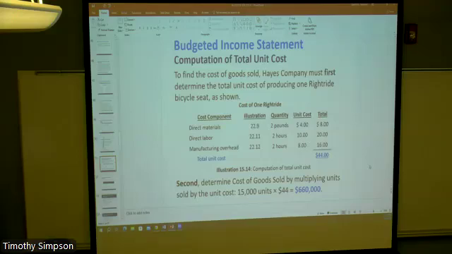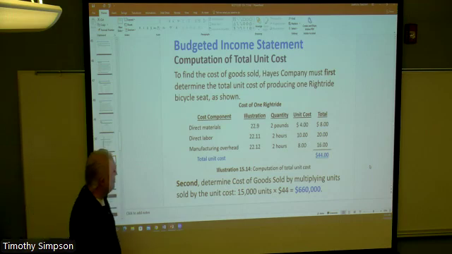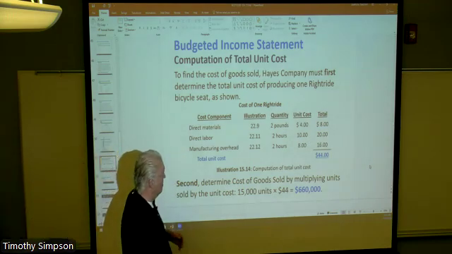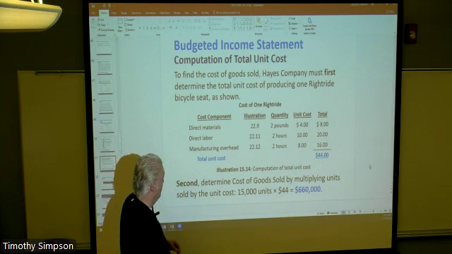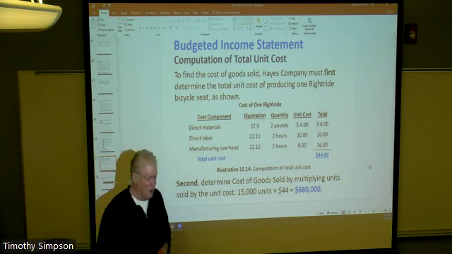Before we do that, though, we need to get the cost of goods sold. So we have determined total unit cost of producing one bicycle seat. I guess it would be bicycle seats. I was thinking bicycles, but I guess it's bicycle seats. Doesn't matter. There are a lot of companies out there that make just weird pieces that go on other things.